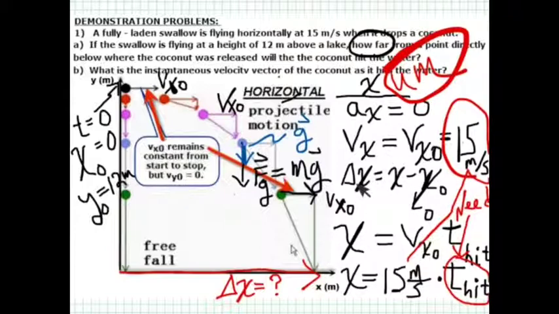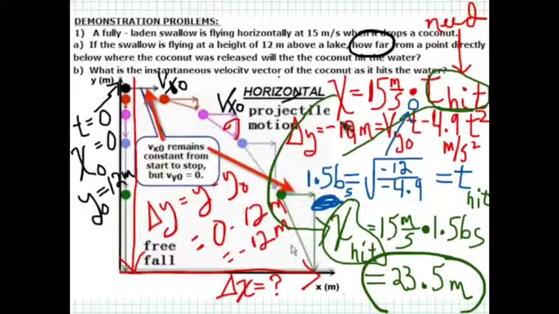For uniform motion, the displacement x minus x naught, and conveniently x naught is 0 when the swallow drops the coconut, is x equals Vx naught, or 15 meters per second, times the time that the coconut hits the water. And so we need the time that the coconut hits the water. It really follows a curved path, but the y component we've established is just free fall. So it's equivalent to saying you drop an object, a coconut, from a height of 12 meters. How long does it take to hit the water below?